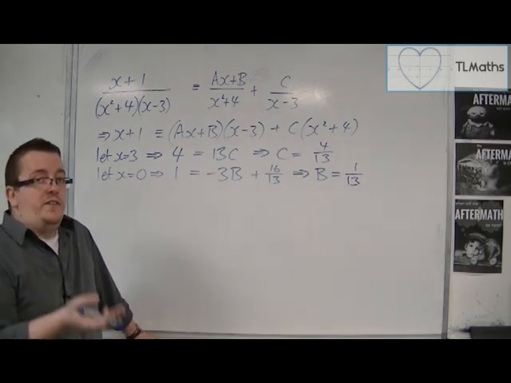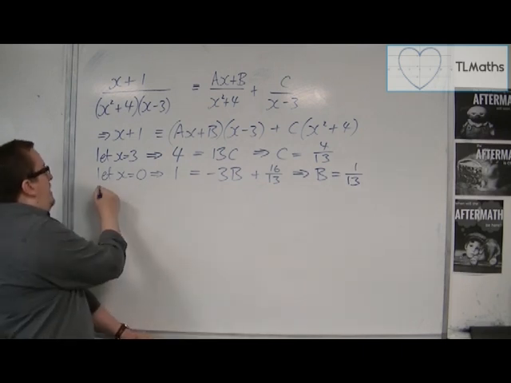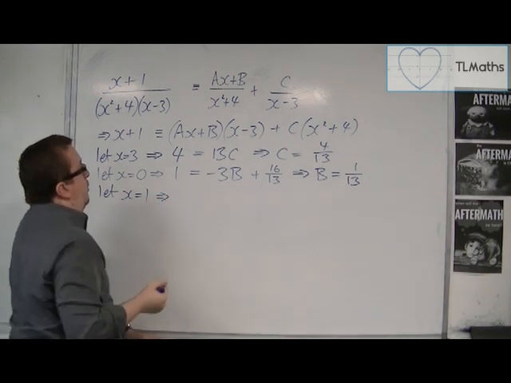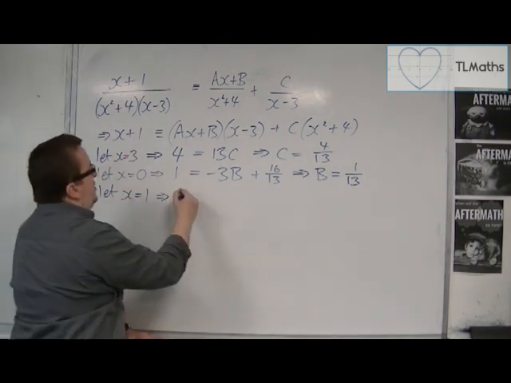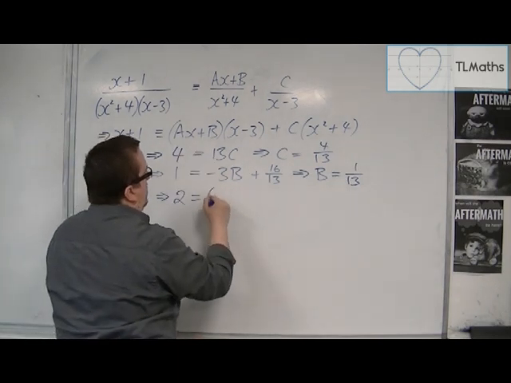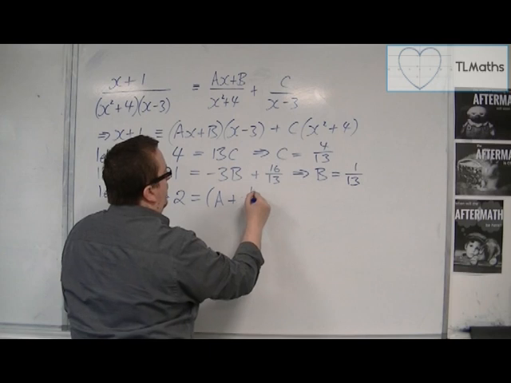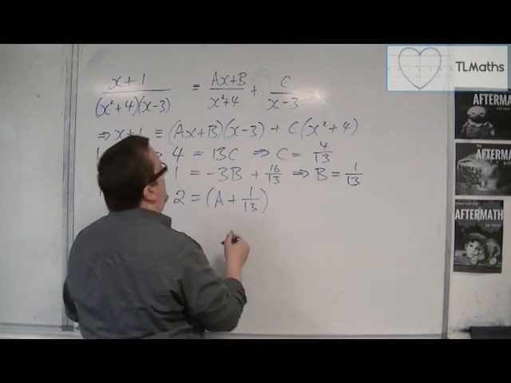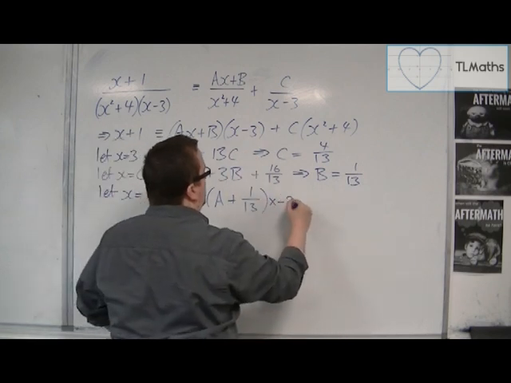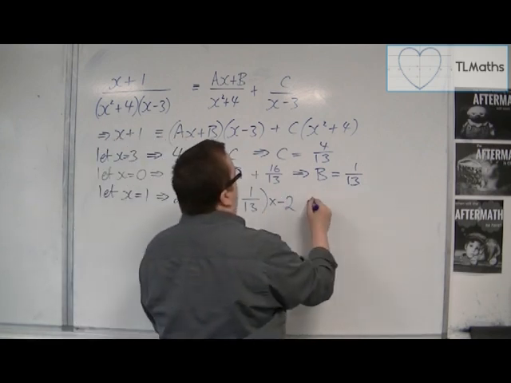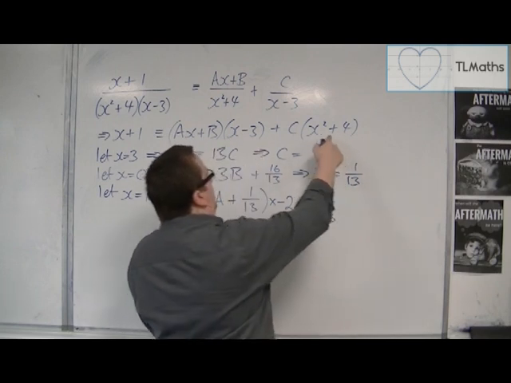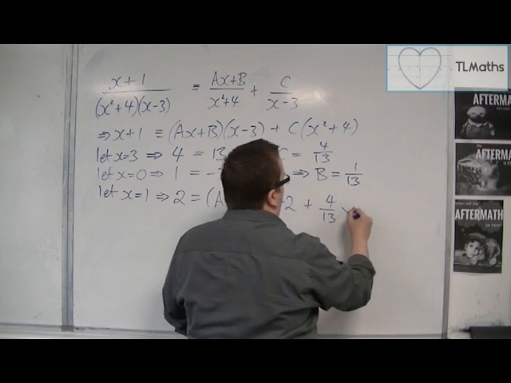So now I've got b and c, and I've tried x is 3 and x is 0, so I just need to try another number now. So substitute in another number that's easy to work with, so let's choose x is 1. Doesn't matter what I choose. 1 + 1 is 2. We're going to have (a + b), which is 1 over 13, times (1 take away 3), so that's times minus 2, plus c, so 4 over 13, times (1 + 4), so that's times 5.